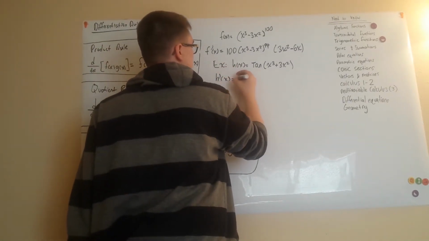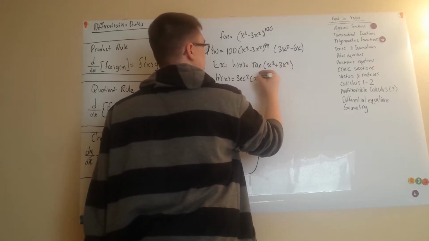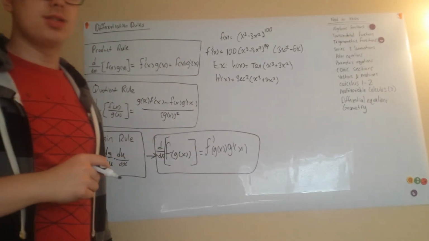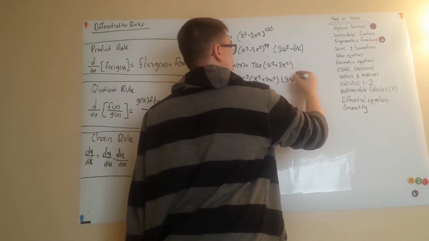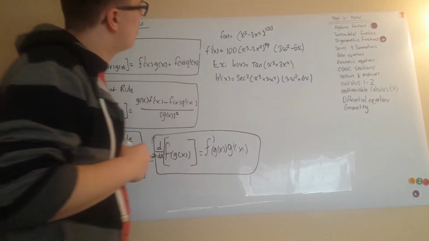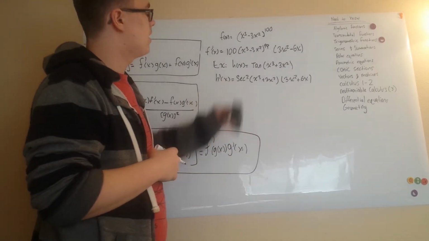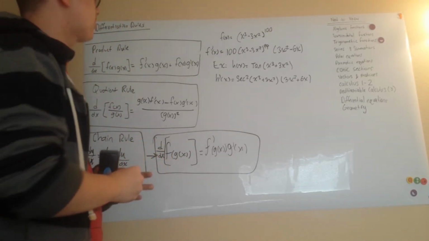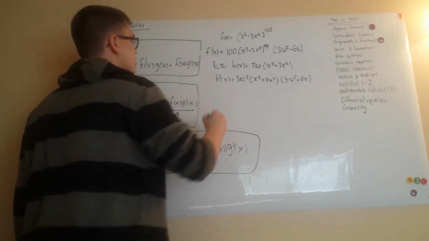H prime of x is the derivative of tangent, keeping this inside, secant squared x, times the derivative of the inside. That's the inside that we're taking the derivative of. Okay? Easy peasy. Let's do another one.